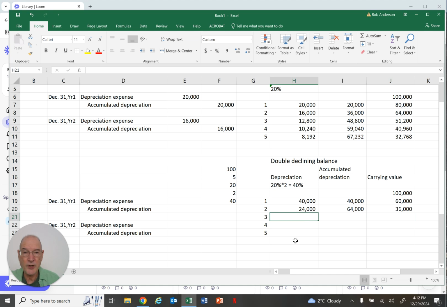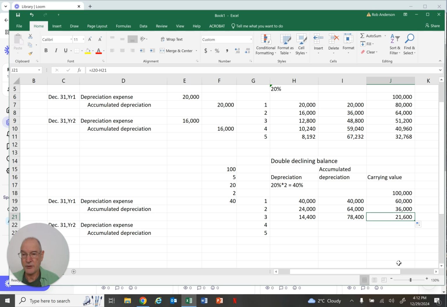So let's do one more year and see what happens. Now to do one more year, I think I've got this set up in an equation. I can probably just copy this down. Okay, which is 36,000 times 40% is 14.4, which is accumulated depreciation of 78.4 and a carrying value of 21.6.